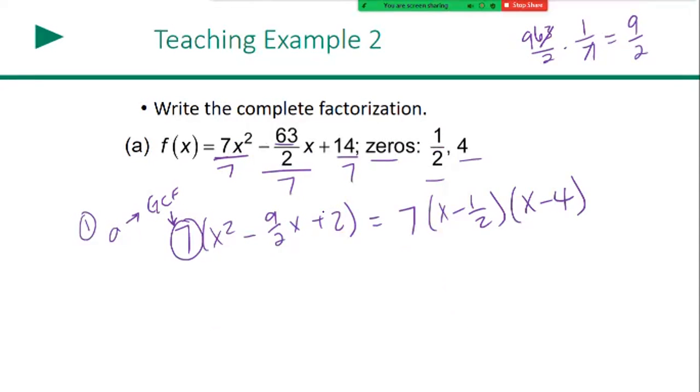Anytime they give us zeros, we already have the factors. We just need to find our A. So they gave us our zeros, we just needed to find our A.